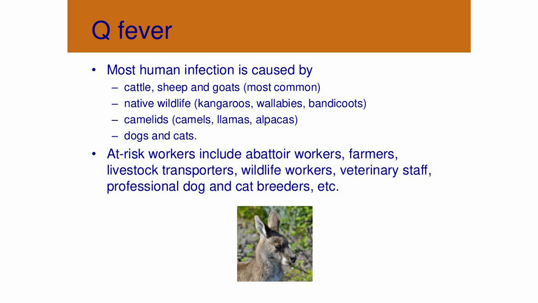Other at-risk animals include the camelids or the camel family, as well as dogs and cats, but particularly parturient or birthing dogs and cats. So examples of at-risk workers include abattoir workers, pet food manufacturing workers, farmers, livestock transporters, wildlife workers, vets, and veterinary nurses, professional dog and cat breeders, and many, many more. It really impacts on a very diverse range of industries. But again, often those industries have not identified Q fever as a hazard for their workers.